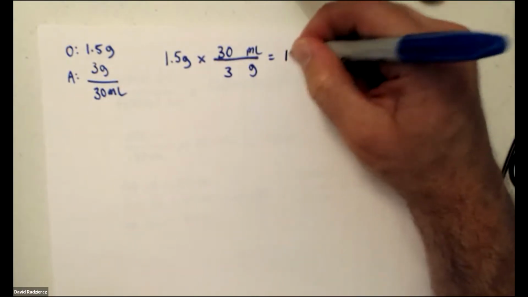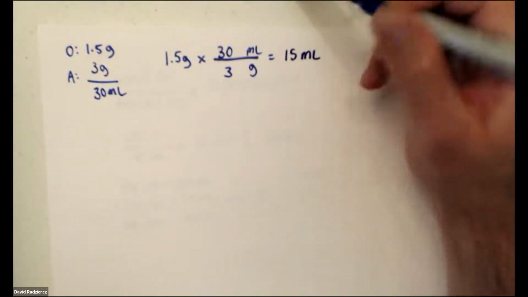And then when I set this up and plug it into my calculator, I'm going to do 1.5 times 30, which equals 45, divided by 3, which will equal 15 mLs. Okay. So that's how you'd set up that particular question.